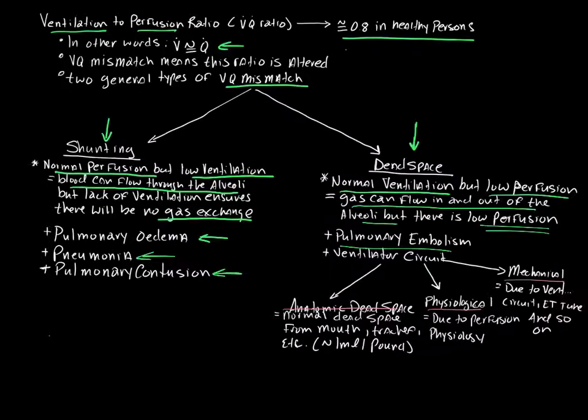And we also know that the ventilator circuit and airway equipment can also cause dead space as well. And we talked about anatomical dead space, and this is the normal dead space that we find in a healthy person. Basically, that's the air in the conducting airways that is not participating in ventilation, or rather respiration and gas exchange.